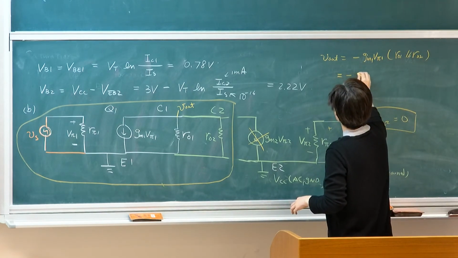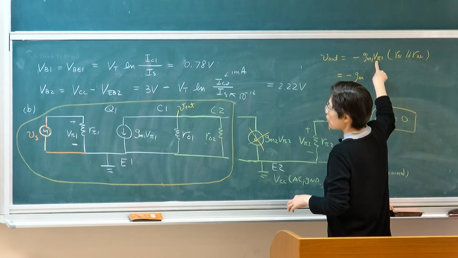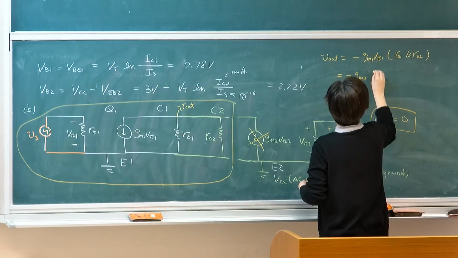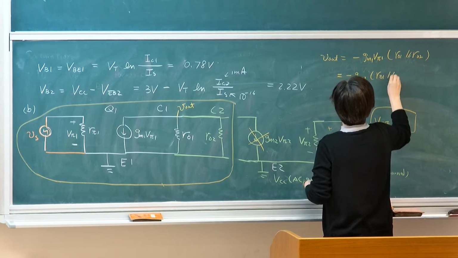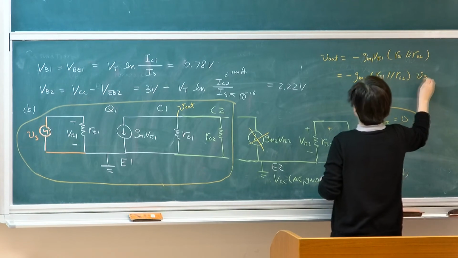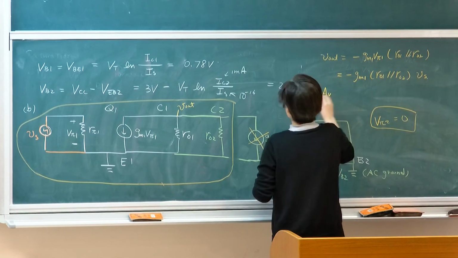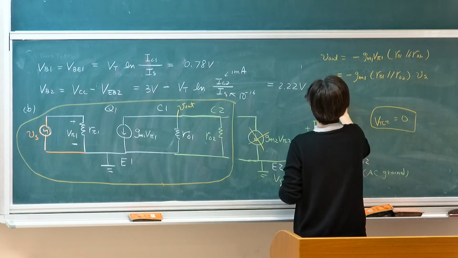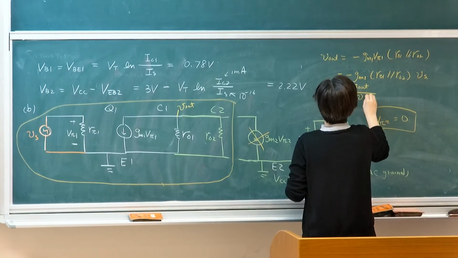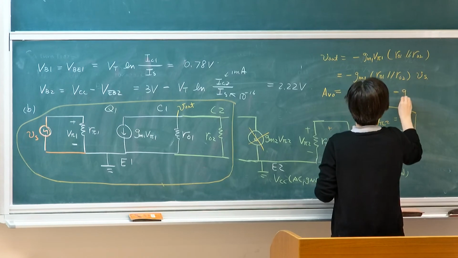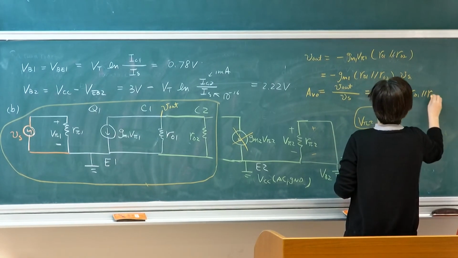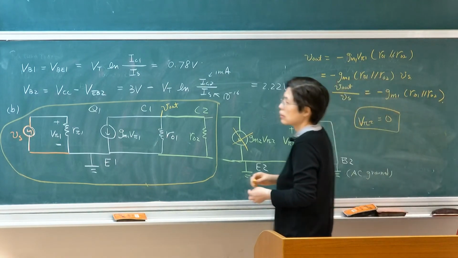So then this will be minus GM1. What is V pi 1? V pi 1 is Vs. So GM1 RO1 in parallel RO2 Vs. So my voltage gain, again defined as the ratio between VL and Vs, would then be minus GM1 RO1 in parallel RO2. Okay?